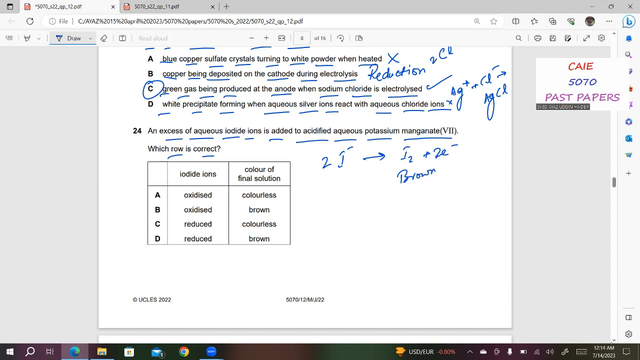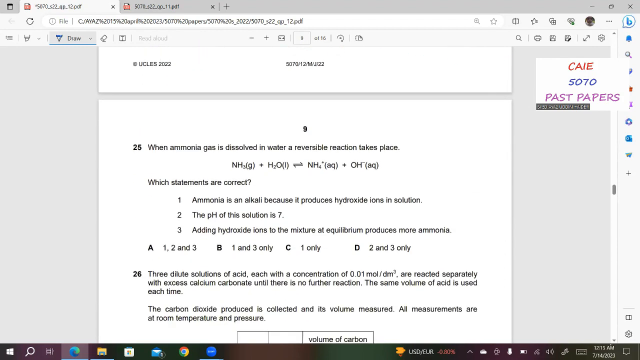What will happen to potassium manganate(VII)? Potassium manganate(VII) is pink or purple in color. It will decolorize during this reaction. So either B is correct or D is correct. A and C are incorrect. In B, they are saying iodide ions are oxidized. This is correct. And the color of the final solution is brown. So B will be the correct answer in this case.